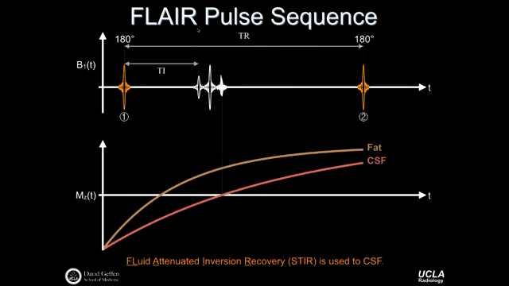So the only difference is the TI. And in this case, we've kept the TR pretty long, but we've shifted the TI. And in doing so, we're just acquiring a signal at a different time in this recovery process, and at this point, a time where fluids will be dark. And so this FLAIR sequence is the fluid attenuated inversion recovery sequence. And it's used to null CSF.